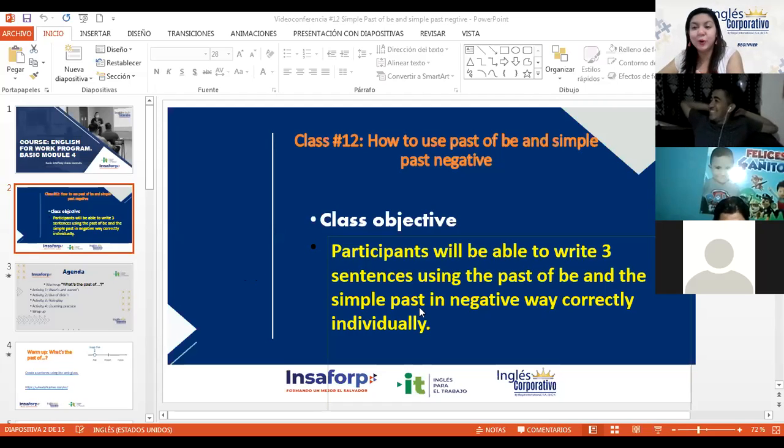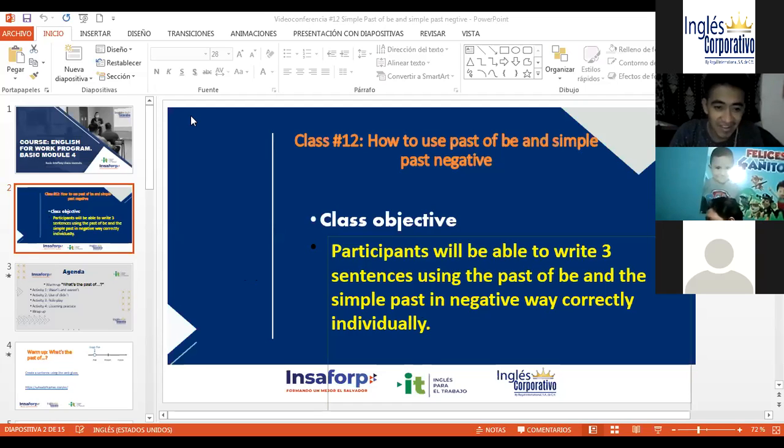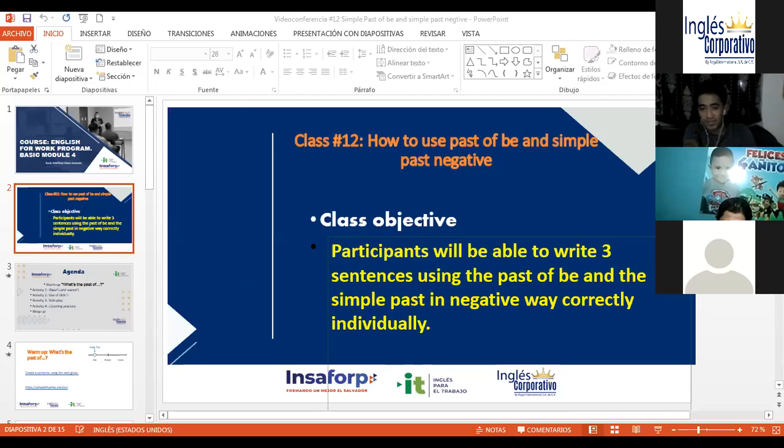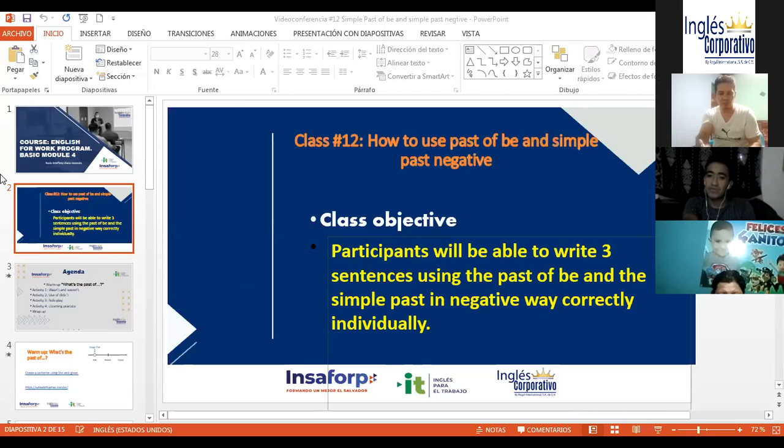I'm going to ask Salvador to please read the objective. Participant will be able to write three sentences using the passive of be and the simple past in a negative way correctly individually. Thank you, Salvador. As you can see, you're going to be able to write about the past in the negative form. Now, let's see the agenda.